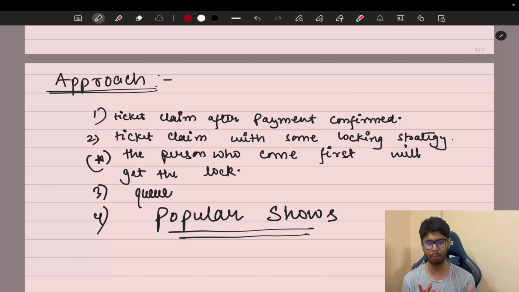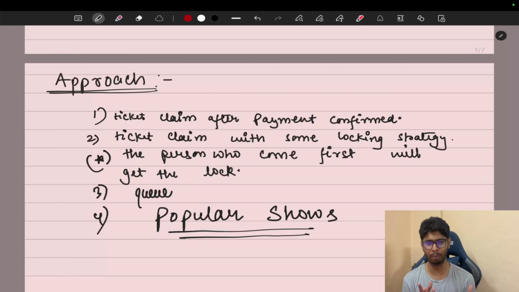Okay, that's why companies don't use it. Now the approach 2 I explained to you, ticket claim with some locking strategy. There is a start point. The person who comes first will get the lock. So there is user 1 and user 2. They will reach a seat, and at that time what will happen?